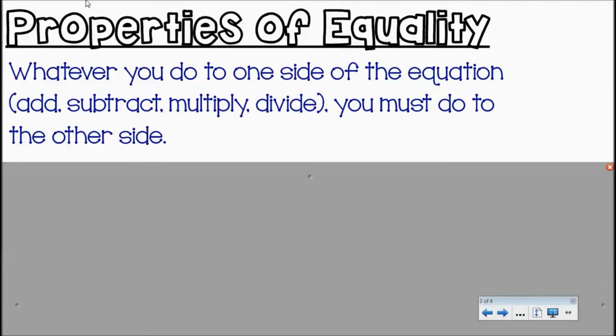So the properties of equality, you can apply these to any operation. You could have the addition property of equality, subtraction property of equality, multiplication property of equality, division property of equality. But when you boil it down, what it means is that whatever you do to one side of the equation, meaning one side of the equal sign, equation has a left side and a right side, whatever you do to one side, add, subtract, multiply, divide, you must do to the other side. You have to keep things equal.